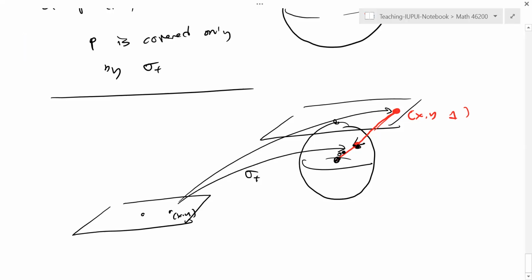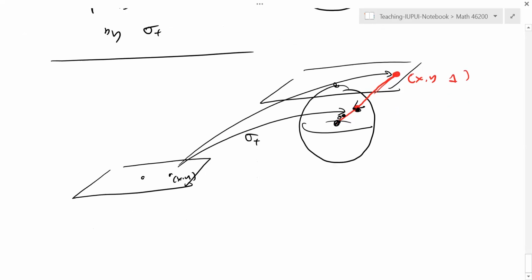Okay. So let's find out the formula. This sigma is not from the disk. It's from R2 up to the upper hemisphere. It's different from the one above, and the above one is defined from the unit disk to the sphere, right?